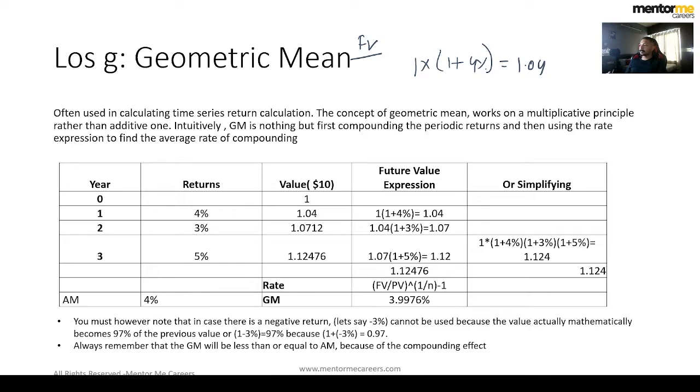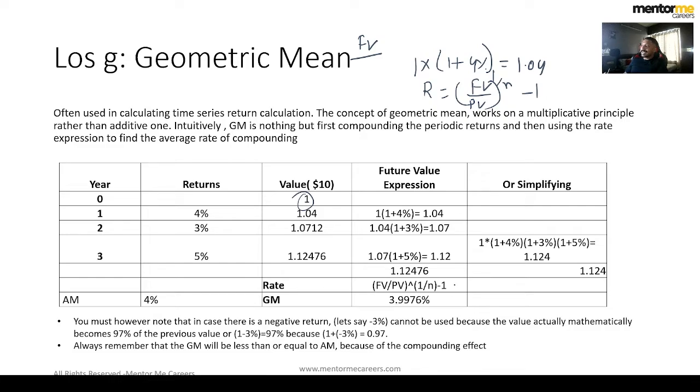Simple future value calculation. Now, if you were to calculate the rate of return during this period, what would you do? You would take 1.12476 divided by the present value, which is 1, and you would do the rate function, if you remember, right? Future value divided by present value raised to 1 divided by n, minus 1. If you don't remember this, go to the reading and revise this, okay. But that's how you would calculate the rate, right?